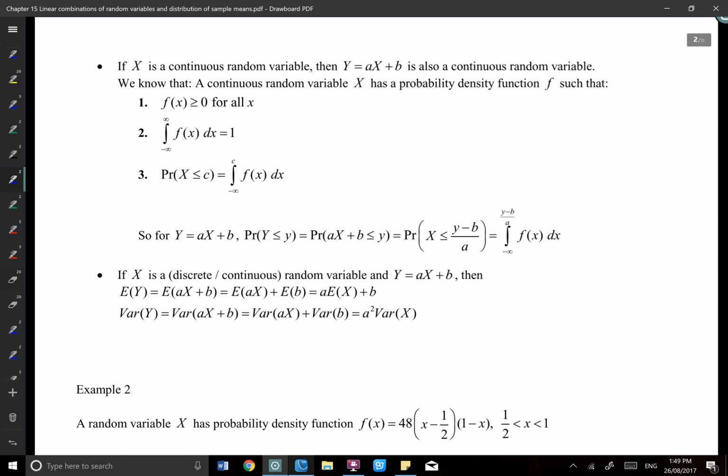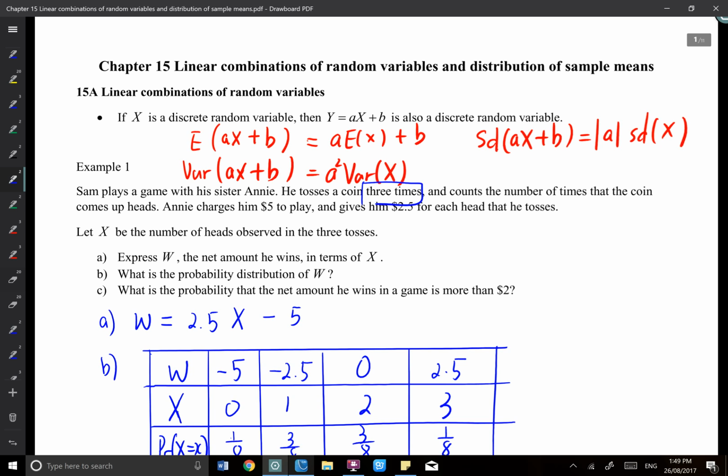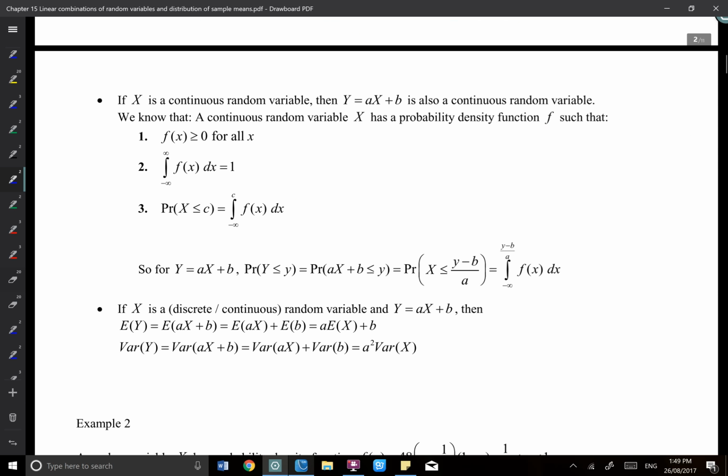Okay, next one. This is a discrete random variable, right? If X is a discrete random variable, then Y equals aX plus b is also a discrete random variable. X is 0, 1, 2, 3, then W can take 4 values as well. And it shares the same probability as that X.